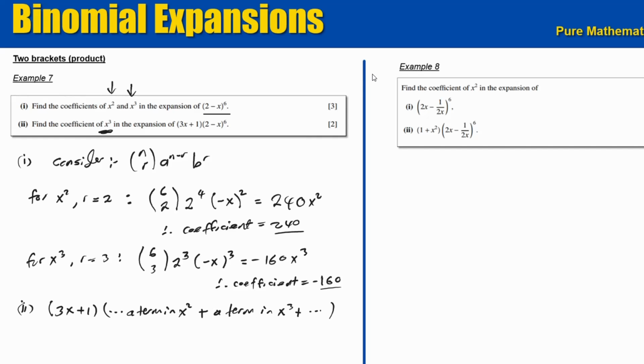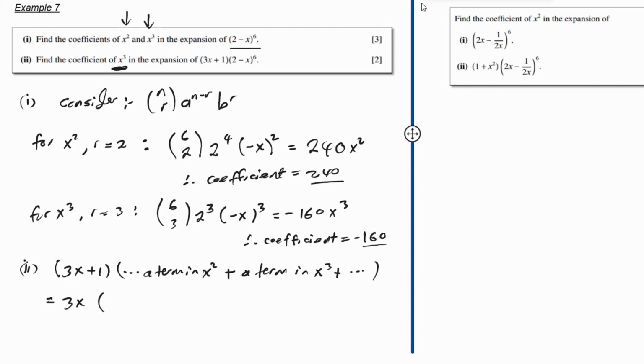So basically, we'll be having 3x multiply a term in x squared. Remember, we got something here. We got that the term in x squared, the coefficient is 240. So it has to be times 240x squared. That's going to be plus 1, which will multiply a term in the second bracket to give us a term in x cubed. And the term in x cubed, we've already determined to have a coefficient of negative 160. So it's times negative 160x cubed.